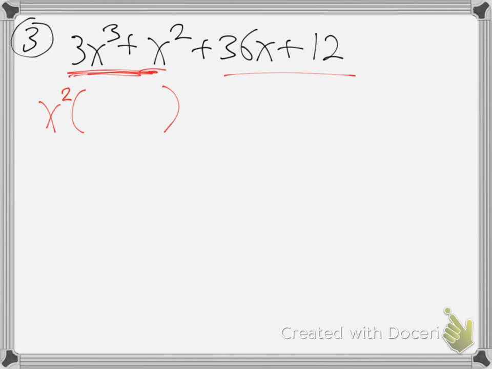X squared. X squared, right? For just the first two? Getting the idea? Yeah, multiply by... So keep going. All right, how are we doing? Is it making any sense?